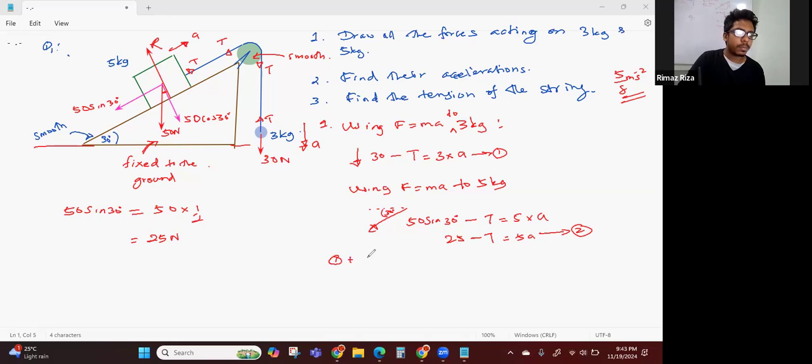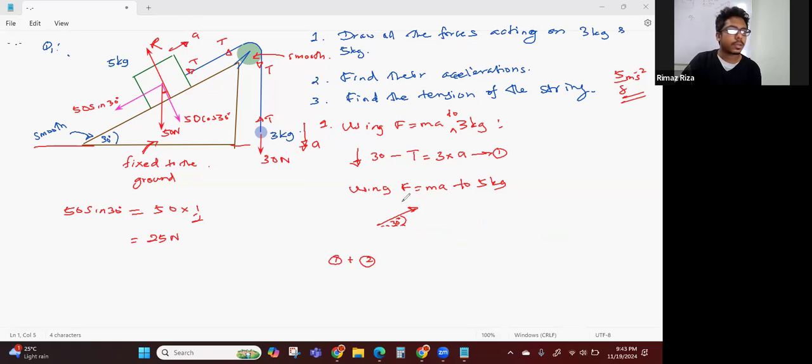So add 1 plus 2. Hold on. I use this for downward. Sorry, here, this one I had to apply upward direction, because acceleration is in this direction, right? So in this direction, making angle 30. Therefore it will be T minus 50 sine 30, which is 25, equals mass 5 into A. This is equation number 2.